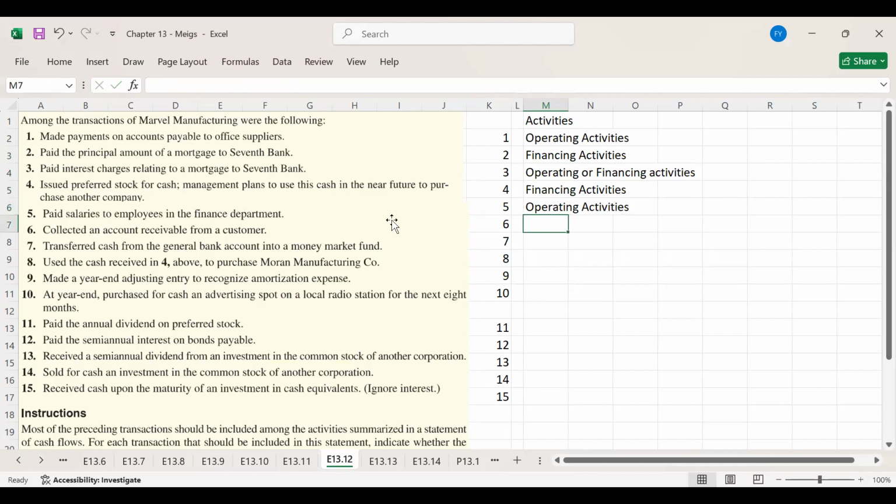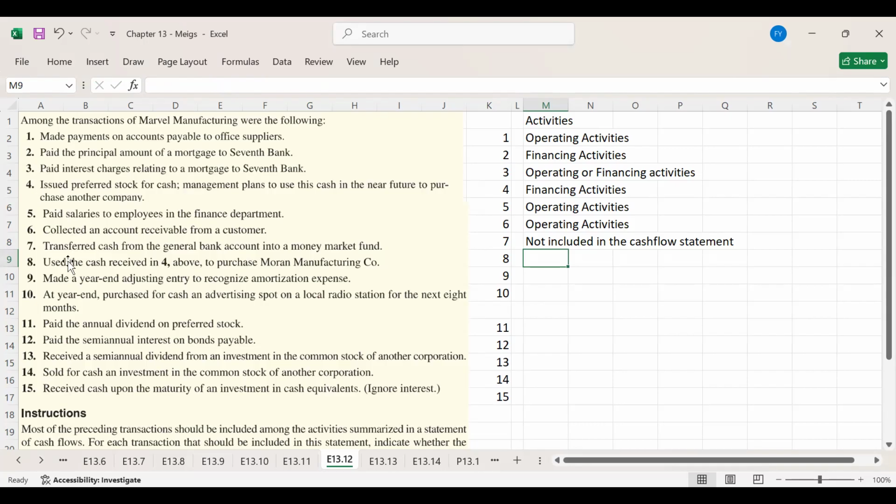Then collected accounts receivable. Obviously, this is your entry related to sales or core business operations, so this is your operating activities. Then transferred cash from a general bank account into a money market fund, as we have already discussed in the previous example. It should not be included in the cash flow statement. Why? Because a money market fund is viewed as a cash equivalent, and transfers between a bank account and money market funds are not viewed as cash receipts or cash payments. So it shouldn't be included in the cash flow statement.